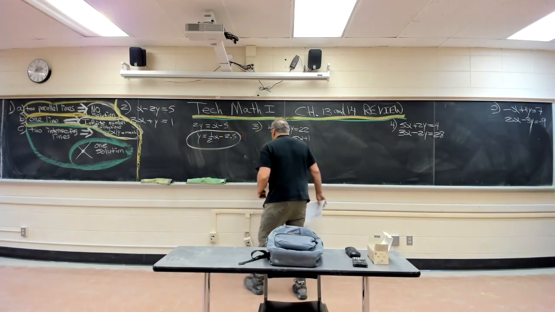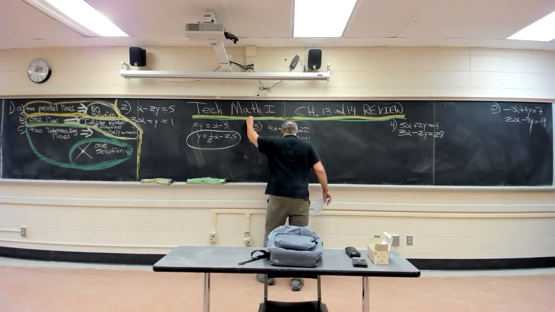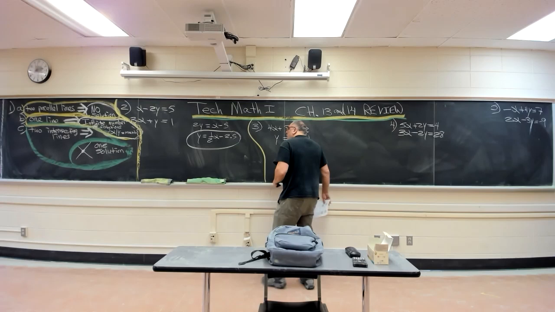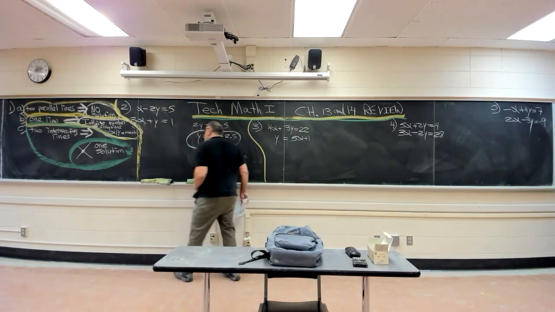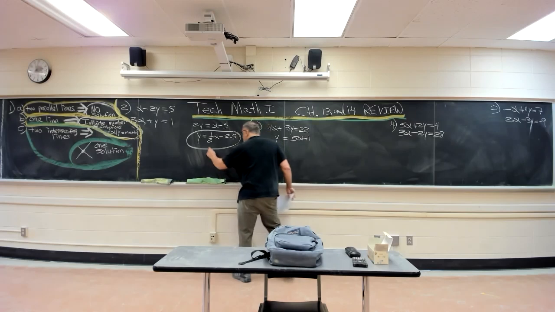Well, that's one of them. See if I can give myself a little bit of room here. And the other one is, why don't you subtract 3x on each side? We got this. Let's do a t-chart.